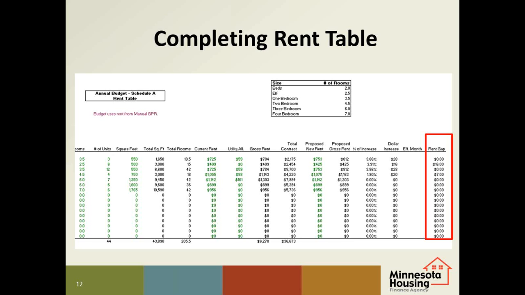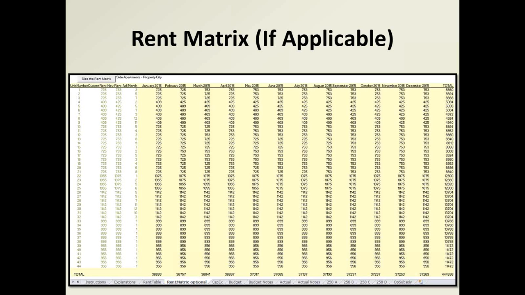If the rent gap is negative, the proposed gross rent is greater than the most restrictive rent for the governing program. This situation would need further review or explanation. The next tab following the rent table is the rent matrix. Just as a reminder, project-based Section 8 developments or any other development where the rents are effective the first of the budget year do not need to fill this out. Instead of using this template, you can submit your own rent matrix that describes the same information.